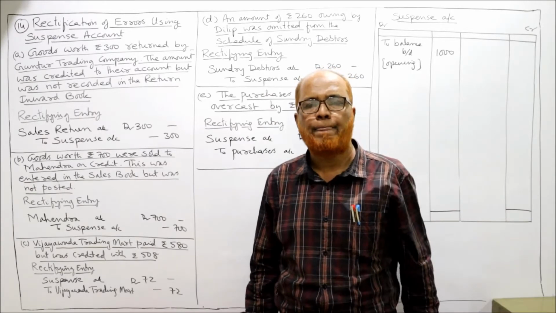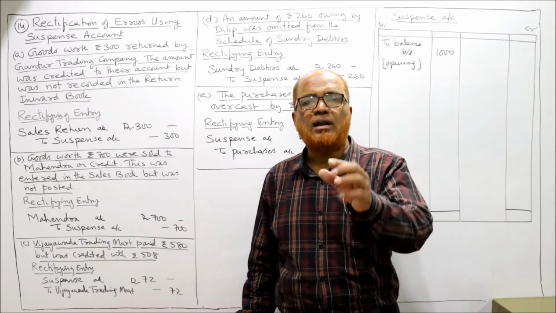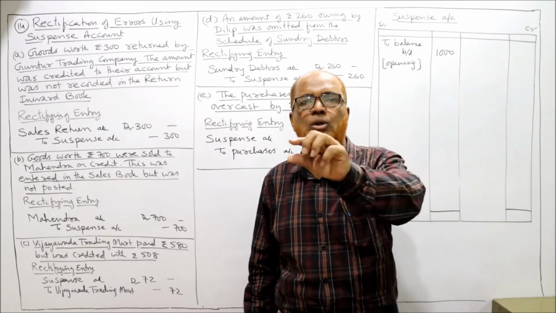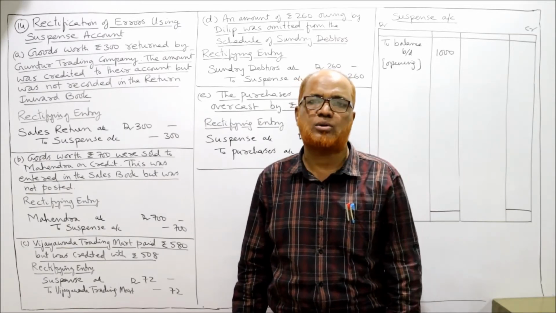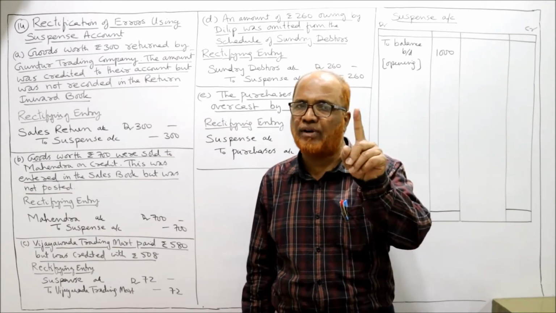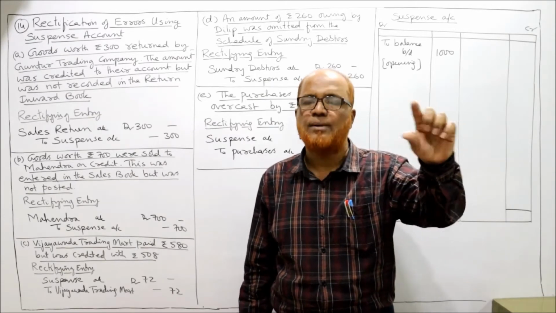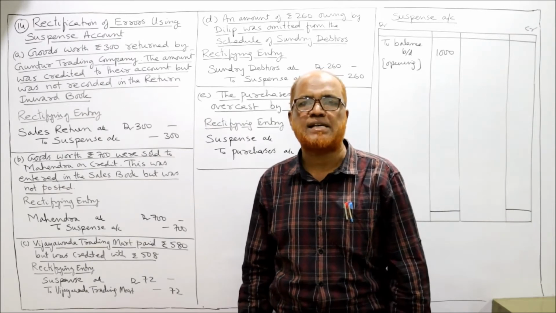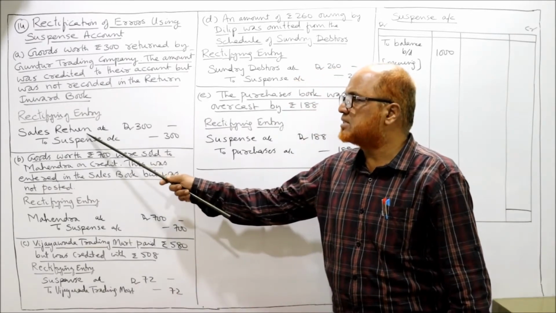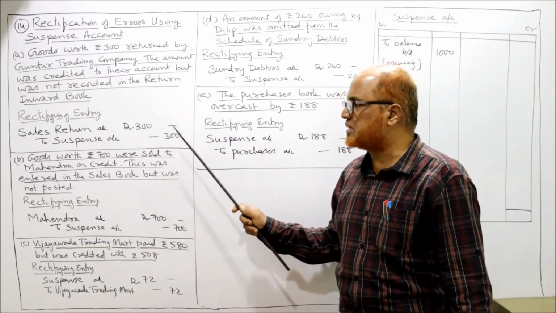Now we debit it. The entry will be sales return account debtor to suspense account. Error is there only in one account, that is sales return account. So we debit sales return account and credit suspense account. So rectifying entry: sales return account debtor 300 to suspense account 300.